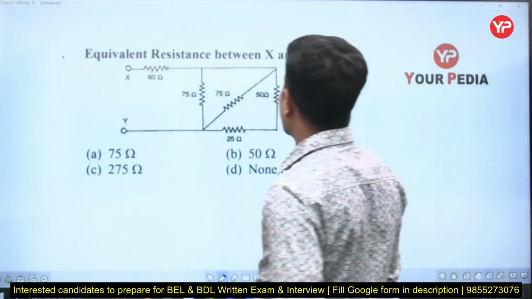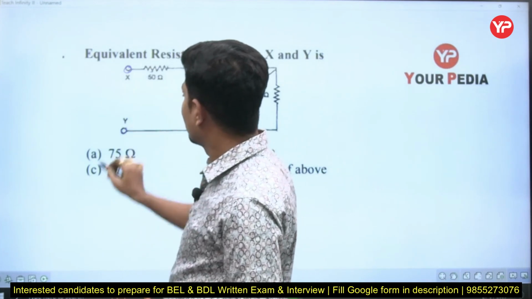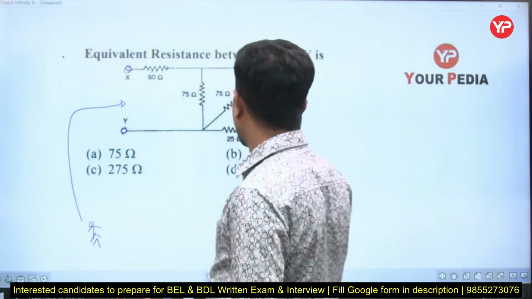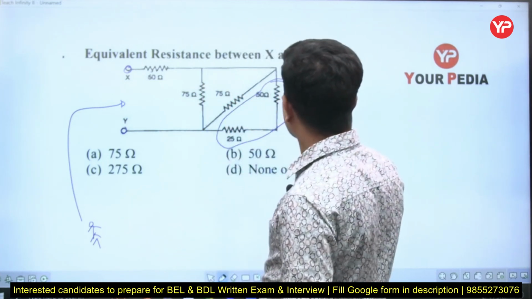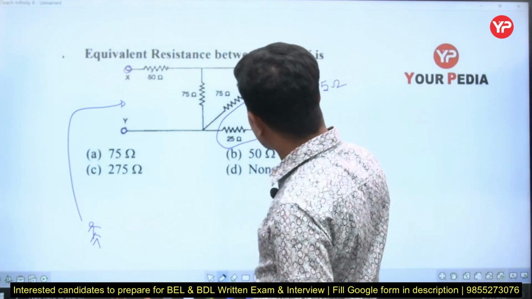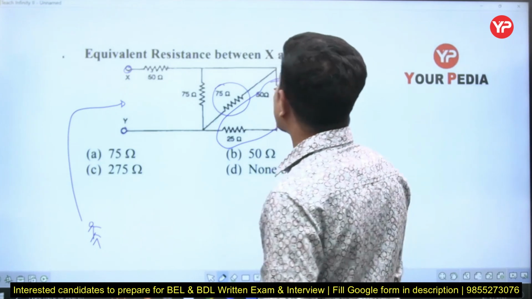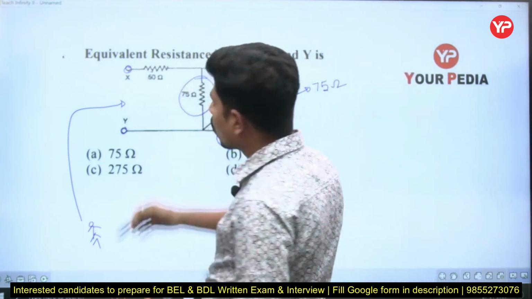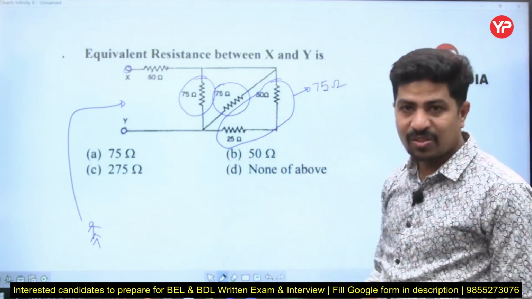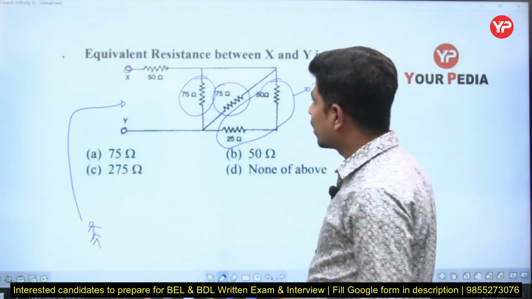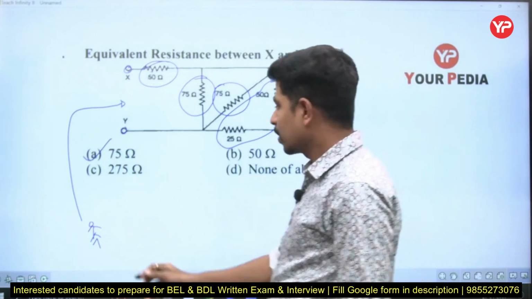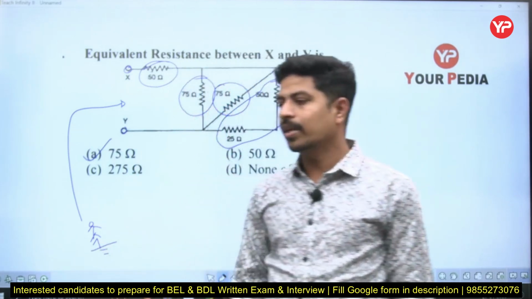Equivalent resistance between X and Y is, you have to imagine yourself standing there. If you see from there, these two are in series. 50 plus 25 is 75 ohms in series. This total combination is in parallel with 75 and one more 75 is there. Total three 75s are in parallel. 75 in parallel with 75 in parallel with 75 will be 75 by 3, that is equal to 25. That 25 is in series with 50. The total answer is 75, right?